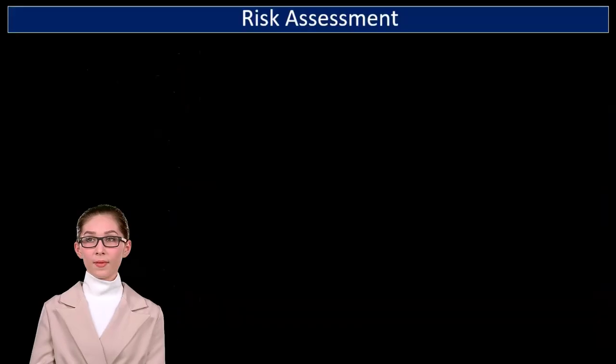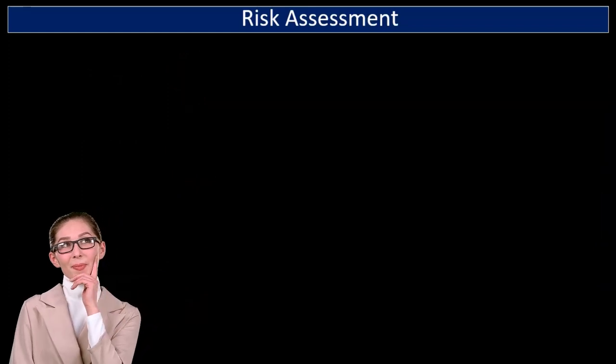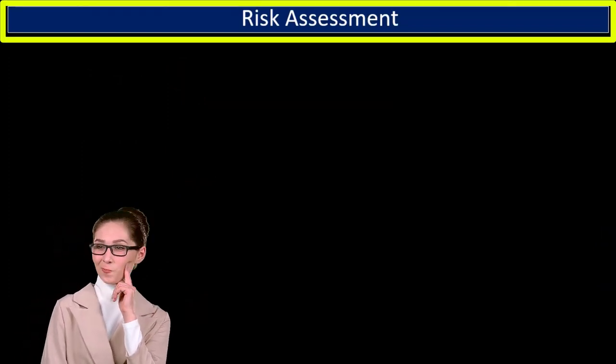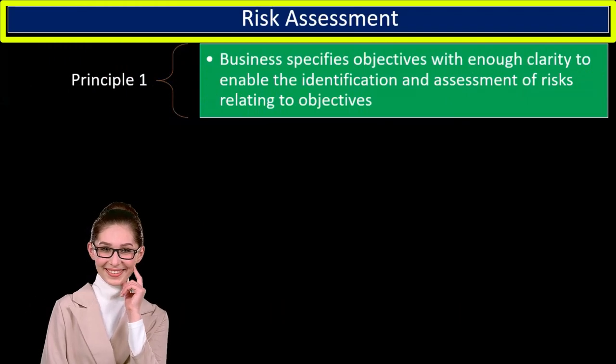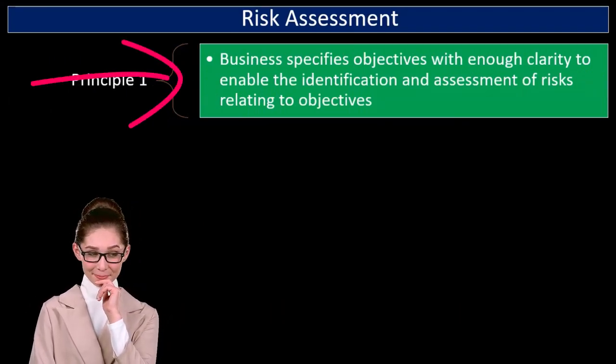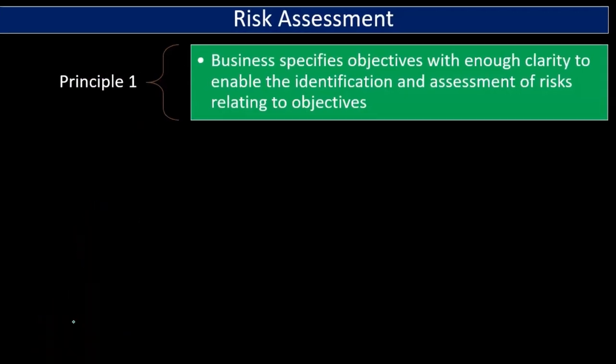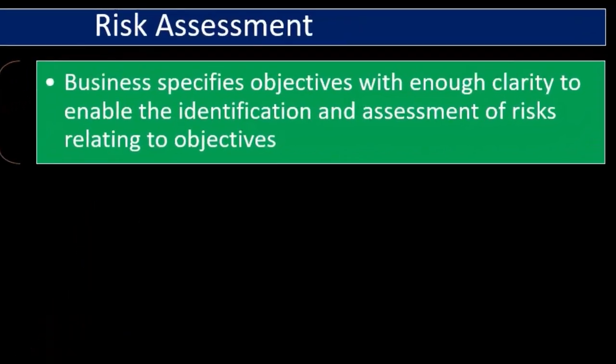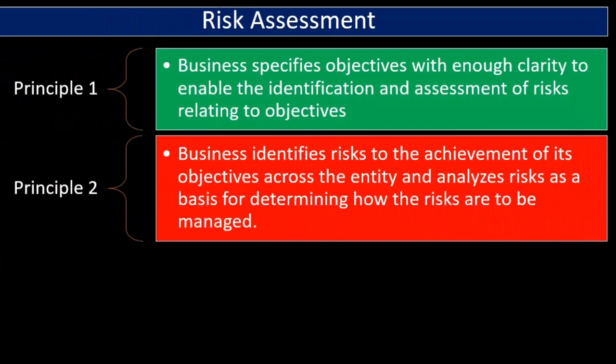Next, we'll take a look at risk assessment principles, or principles related to risk assessment. Principle number one, business specifies objectives with enough clarity to enable the identification and assessment of risks related to objectives. So when we're thinking about the risks, we need to know exactly what the objectives are, so that's going to help us to identify what the risks are. We need to be clear about that. And the more clear we are about that, the more clearly we can assess what those risks are and take action with regards to them.